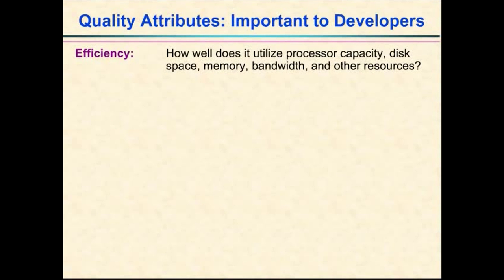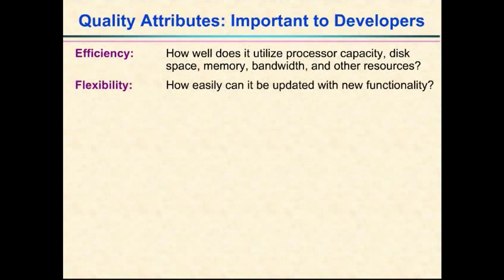Here's another set of quality characteristics that relate more to the internal quality of the product. So these are particularly important to developers and support staff. Indirectly, of course, these attributes have an impact on the user's ability to get value from the system in a happy kind of way. Efficiency addresses how well the system utilizes computer resources such as processor capacity, disk space or other storage media, memory, network or other communications bandwidth, and so forth. Efficiency directly relates to the user's perception of performance.